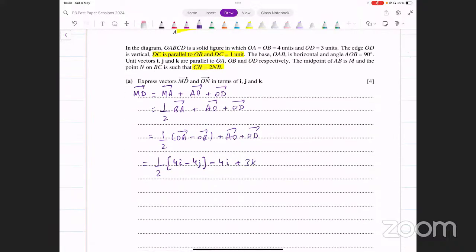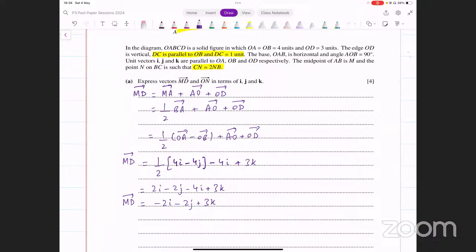This is the vector MD. That was one thing that you were looking for. Let's simplify this. 4i over 2, that's 2i minus 2j minus 4i plus 3k. When you simplify this, that gives you minus 2i minus 2j plus 3k. That is the MD vector. That is one thing that we were looking for here, the vector MD.